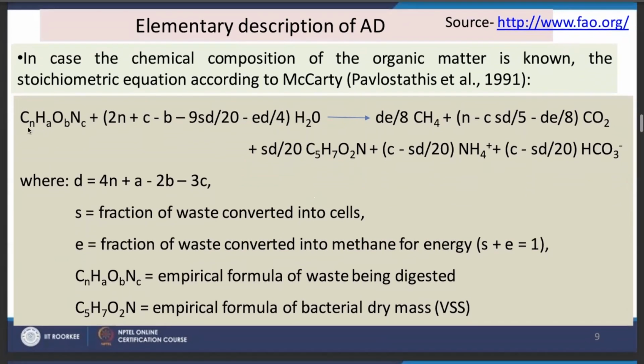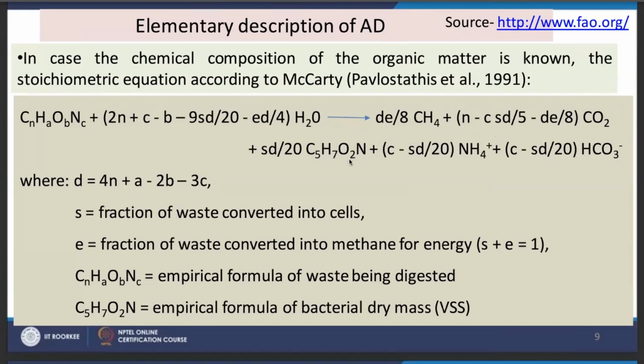As you can see, the CnHaObNc is basically our raw material, the organic compounds in the form of waste which we have, right? This is the amount of water which is required for the reaction to take place. This is the produced methane, carbon dioxide. As I mentioned, this is the biogas constituent. This is for the biomass.